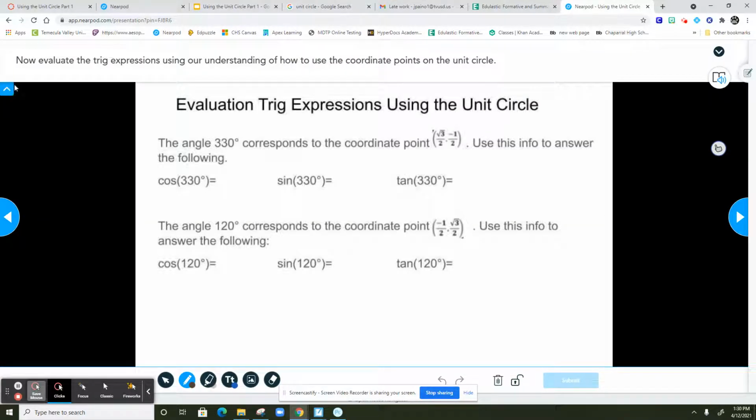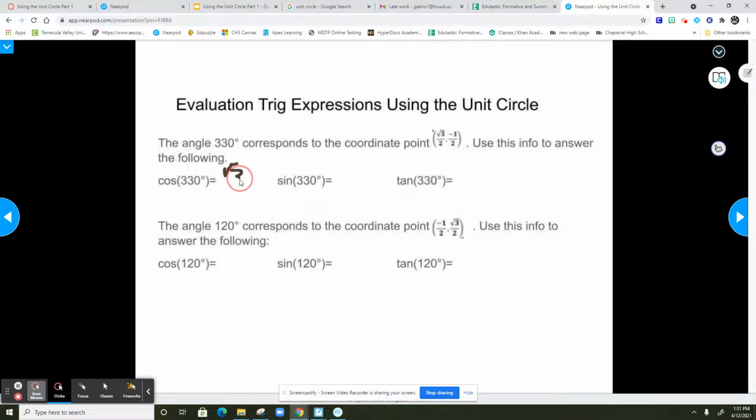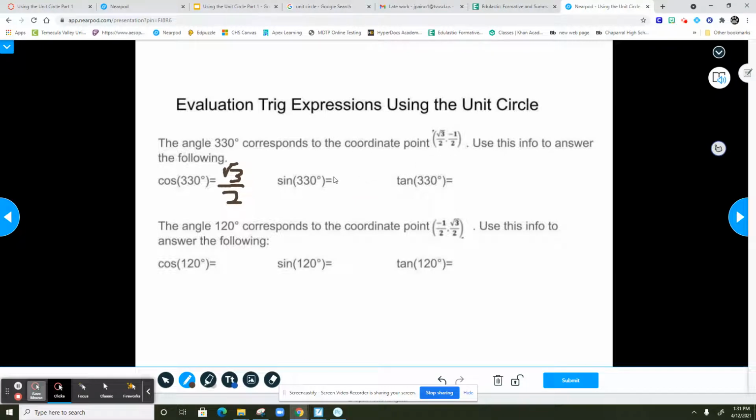All right, so with that being said, can we do cosine of 330, sine of 330, and tangent of 330? So we already answered this question. The point 330 corresponds to the point rad 3 over 2 and negative 1/2. That's what we figured out 2 slides ago. So what is cosine of 330? Well, it's just my x. It's just rad 3 over 2. What's sine of 330? Well, that's just my y. So it's negative 1/2.